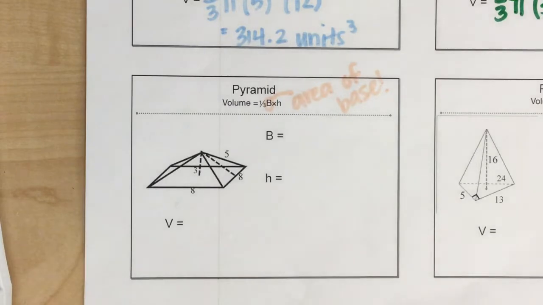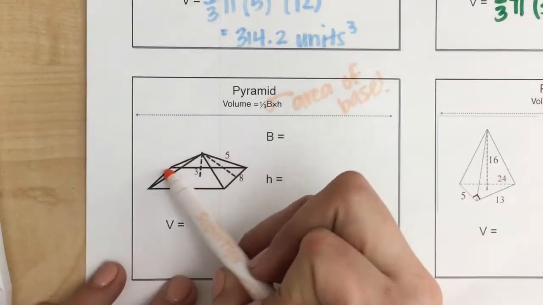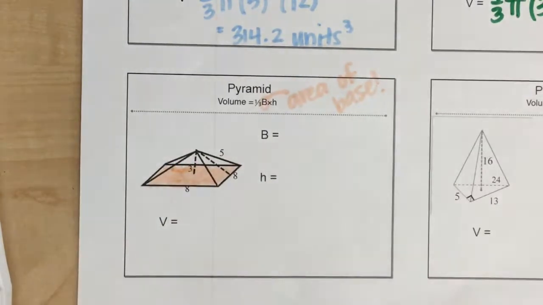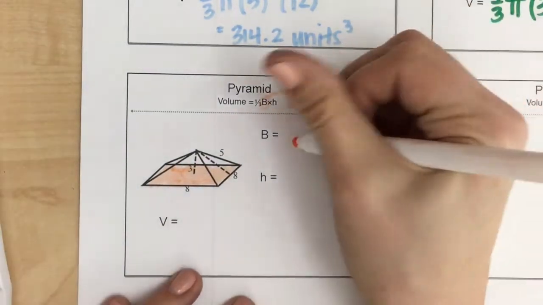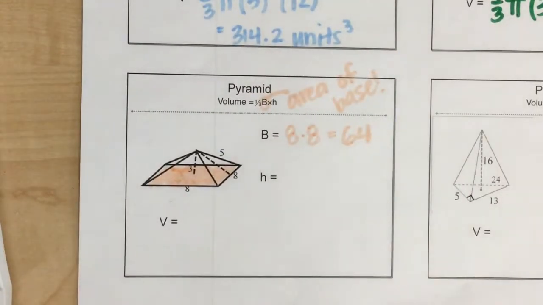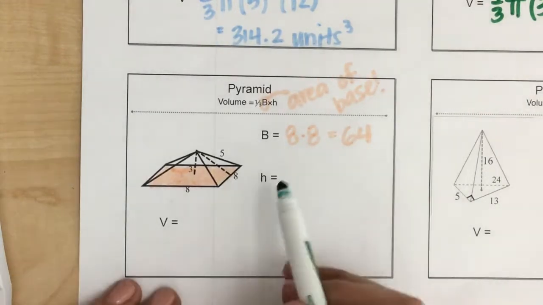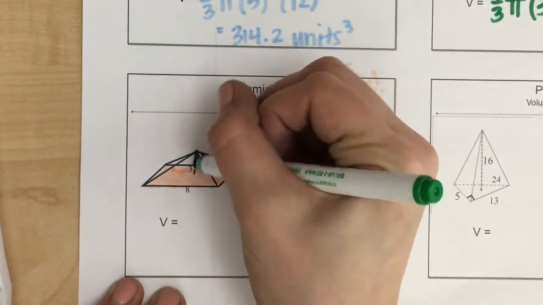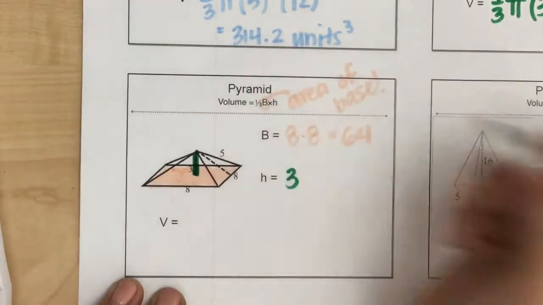So if we take a look at this, my base is whatever it's sitting on, so a pyramid will always be sitting on its base, otherwise it couldn't stand. So my base here is a square. The area of that square is 8 times 8, which is just 64. Remember, the height has to be completely vertical, so I'm looking at that length of 3 right in the middle there.